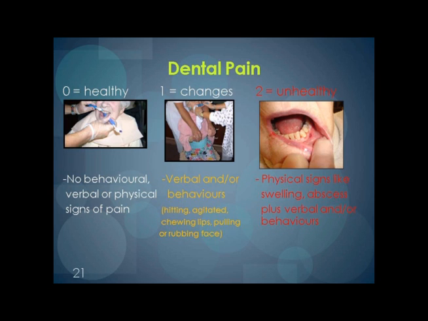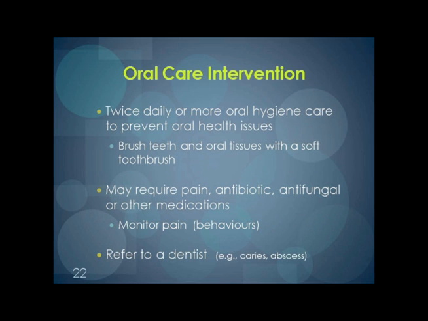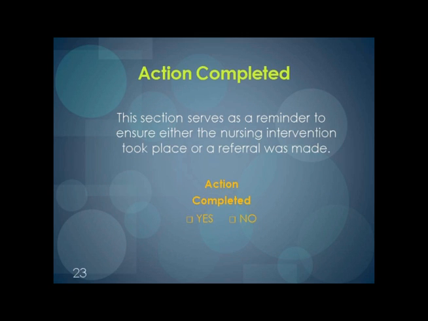A level 2 category would be recorded where there are physical signs such as swelling of cheek or gum, broken teeth, ulcers, abscess, as well as verbal and/or behavioral signs. In terms of oral care intervention, referral is necessary for either level 1 or level 2. Antibiotic, antifungal, or other medication may be required. In all instances, though, staff should continue with daily oral care as outlined. The action completed section serves as a reminder to ensure that either the nursing intervention took place or a referral was made. If a no is checked off, then an explanation and further documentation should be made.